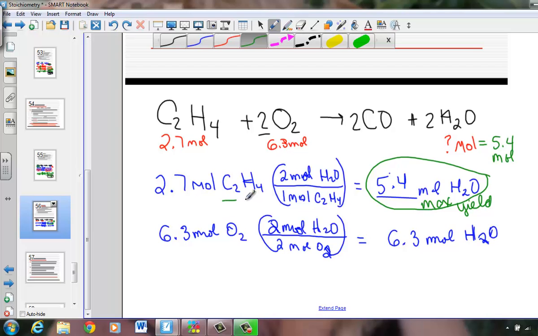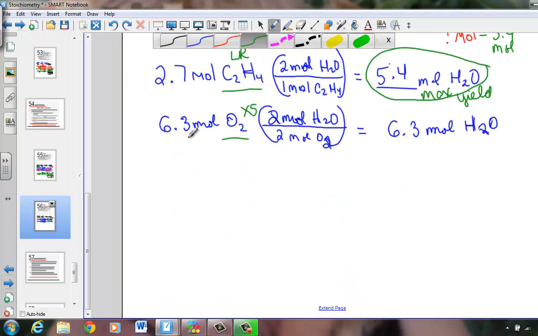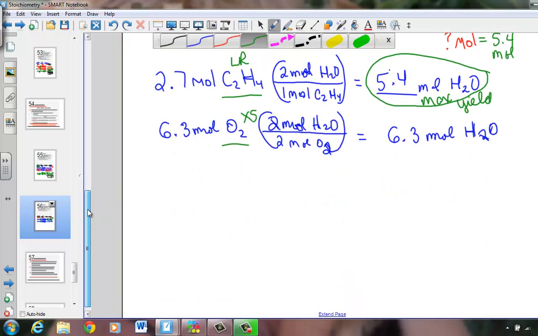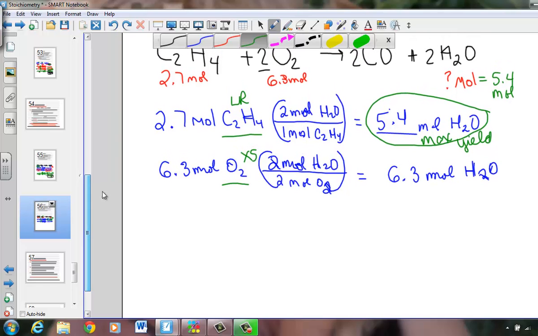And now all of a sudden here, the C2H4 became the limiting reagent. Therefore, the molecular oxygen must have been in excess amounts. Limiting reagent, C2H4, the excess reagent, the oxygen. Reagents are reactants, they're the left side starting materials. The products get made, so the maximum yield of water, 5.4. Well, of the 6.3, some of that oxygen is left sitting there unused.